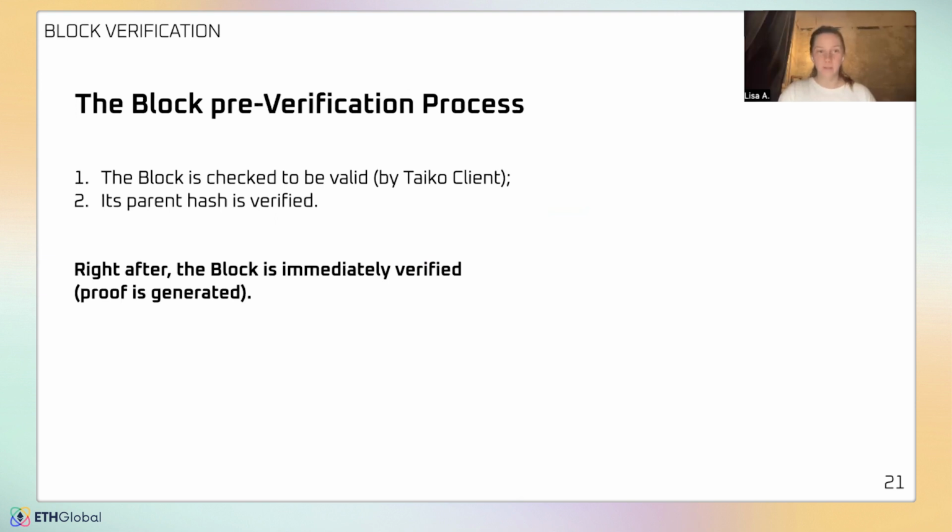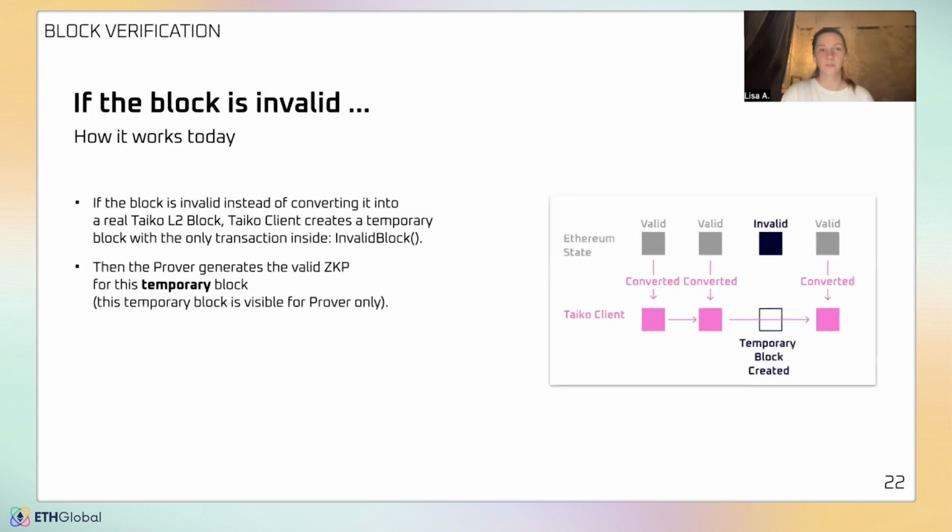Before being verified, the block should be checked for being valid, and its parent hash transaction should be verified. And right after that, the block is immediately verified. That is, the proof is immediately generated. And if the block is invalid, that is how it works today.